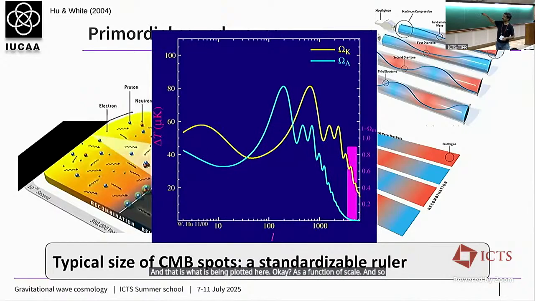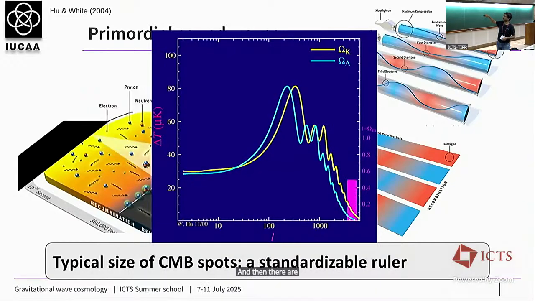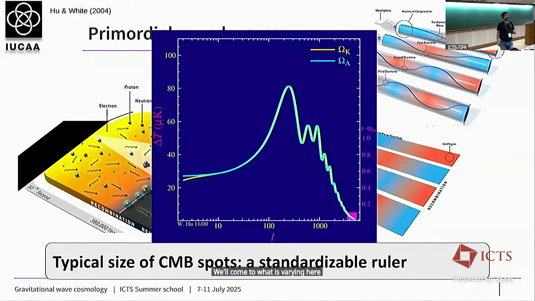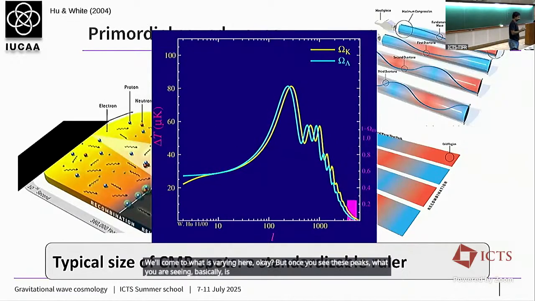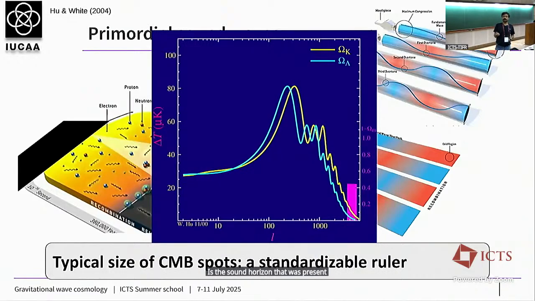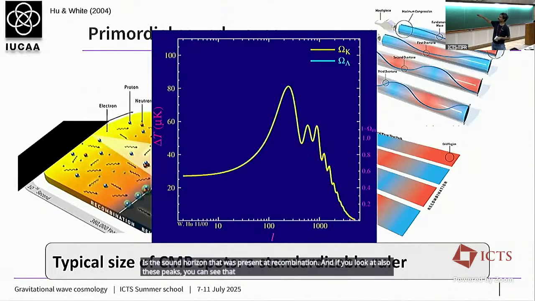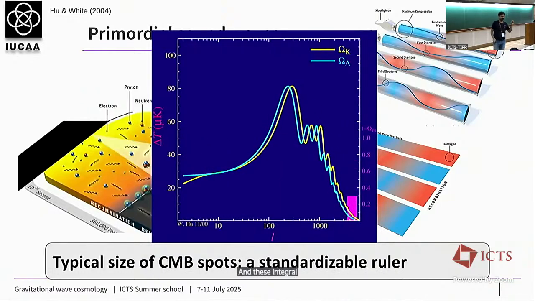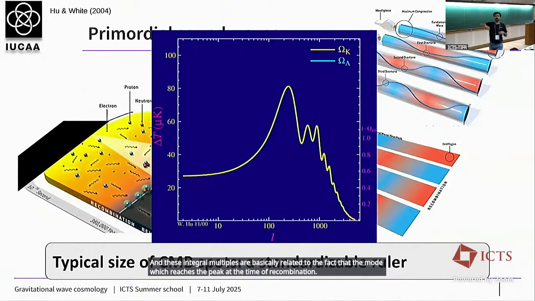And so what you see is that there are certain scales where these fluctuations peak, and then there are other scales where you also see these other peaks. Okay. We'll come to what is varying here. But once you see these peaks, what you are seeing basically is the sound horizon that was present at recombination. Okay? And if you look at these peaks, you can see that this peak and this peak and this peak are integral multiples of each other. And these integral multiples are related to the fact that for the mode which reaches its peak at the time of recombination, you are seeing its overtones.